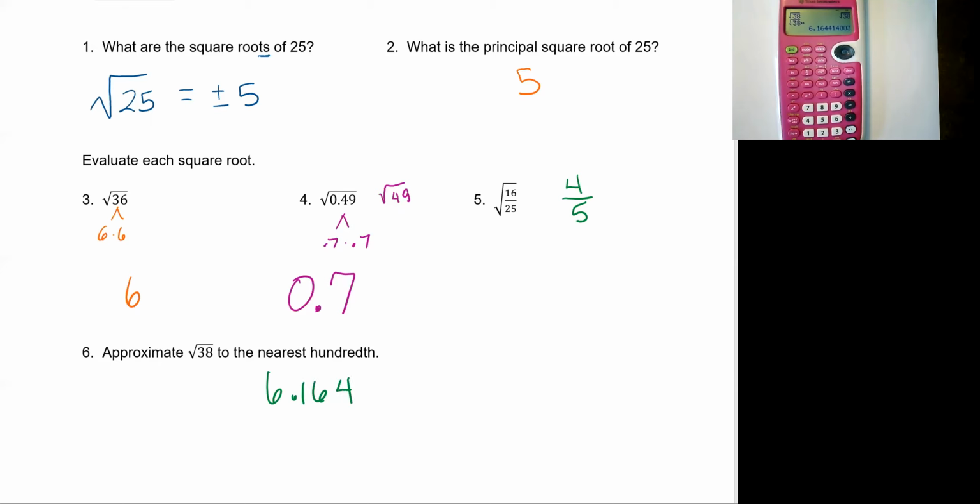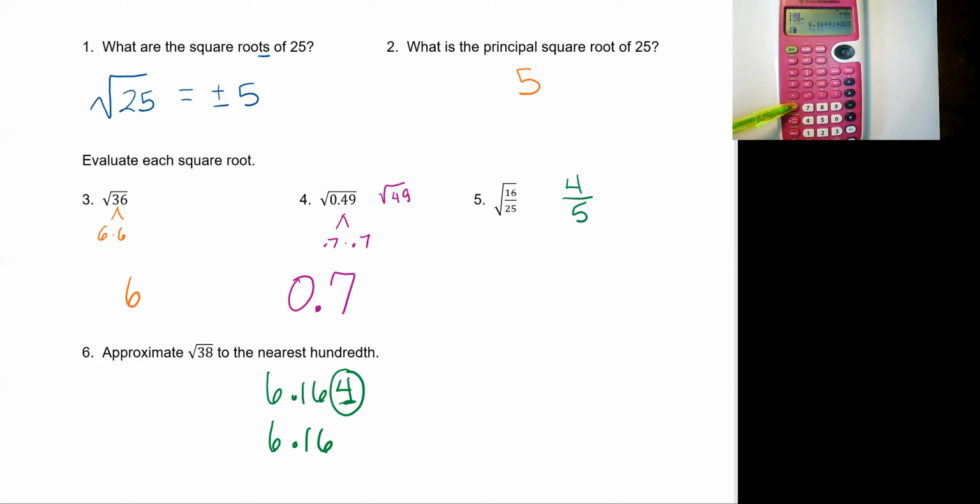So we want to round to the nearest hundredth. So since this is a 4, we're not going to round up. So our answer is 16.16. So before I move on, let's check our answers to 3, 4, and 5.